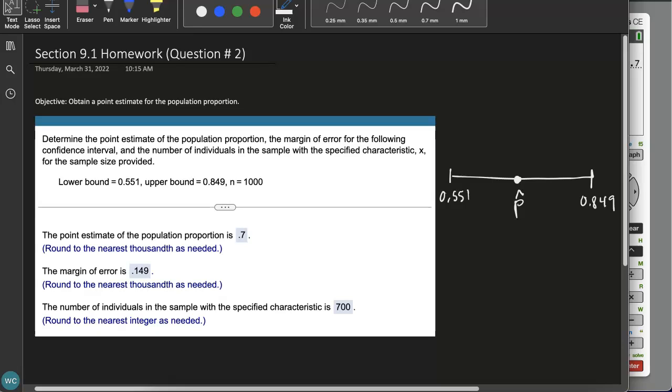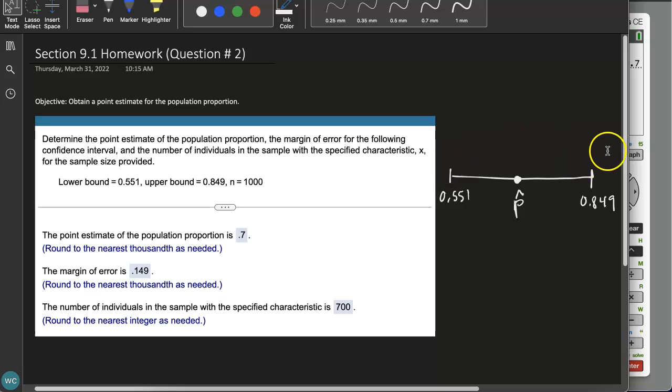Now, in this problem, it's kind of like we're working this backwards, I guess. Normally, we would start here by estimating the point estimate, the population proportion, or p hat. Then we would determine the margin of error, and then we would determine the lower and upper bounds for that confidence interval. So think of it as you're working backwards.